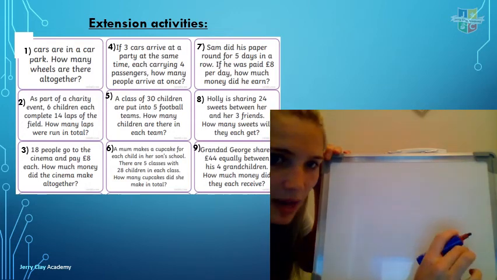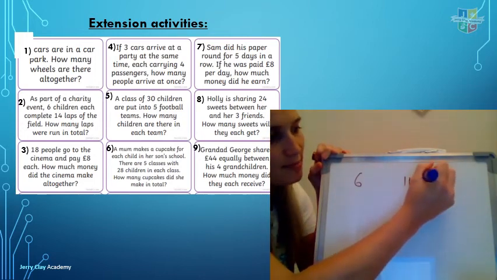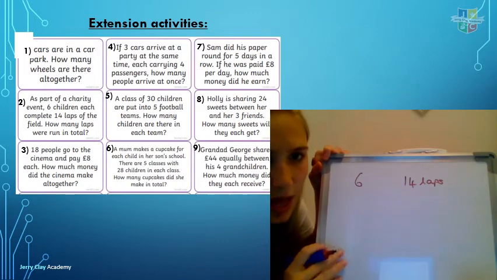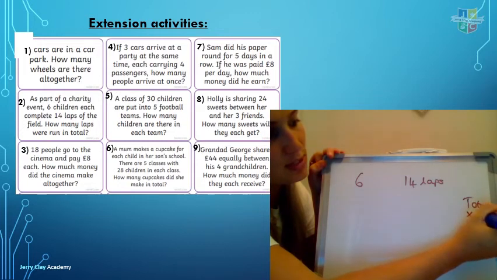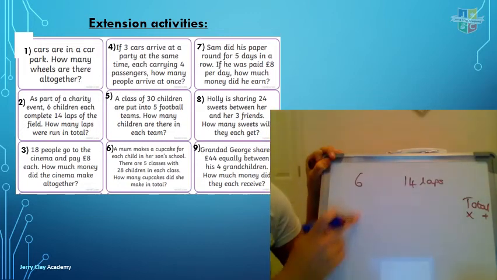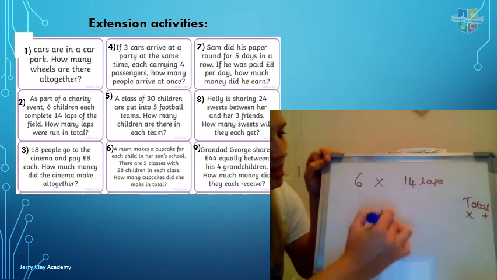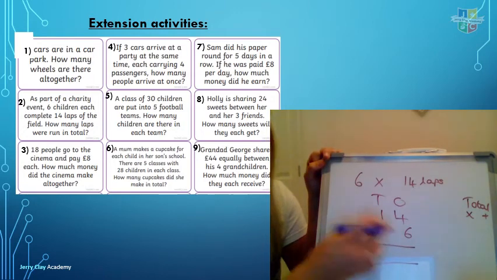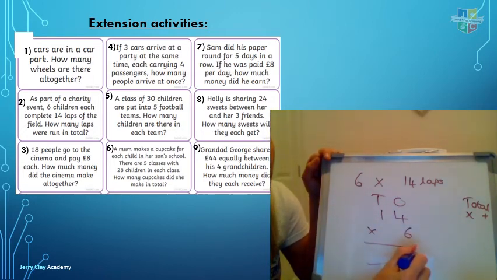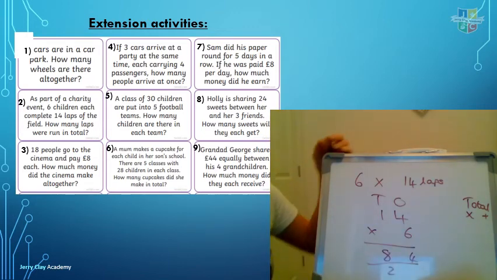Next one, if as part of a charity event, 6 children each complete 14 laps of the field, how many laps were run in total? So in total, again, we want the bigger number, so we're going to times. If each child did 14 laps, we want to find what 6 children did, so we can do 6 times by 14. If we use our column method, 6 times 14, we can do 4 times 6 is 24. 1 times 6 is 6, add your 2 is 8, so your answer is 84.